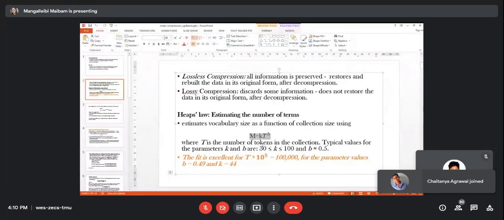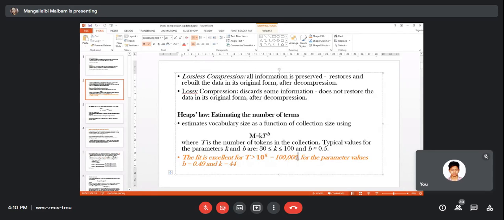They will be giving some number of tokens, and we will be using two parameters k and b so that we can determine the vocabulary size. k and b are the typical values for parameters, where k ranges from 30 to 100 and b is approximately 0.5.